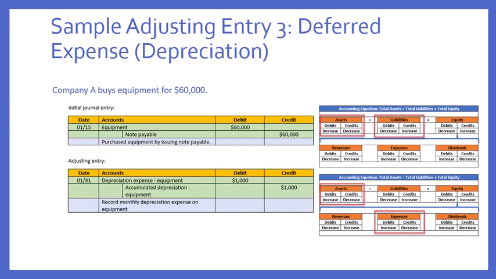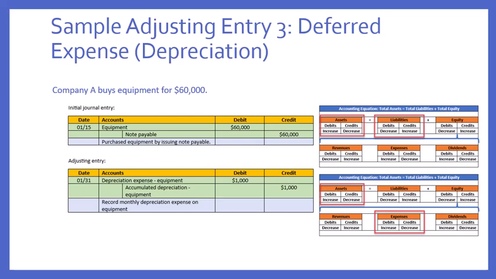Outside of accounting, we commonly hear people use the word depreciation to refer to a decline in value, okay? Like a car depreciates as soon as you drive it off the lot, that type of thing, okay? In accounting, when we use the term depreciation, we're not talking about a decline in value. Instead, what we're talking about is a cost allocation.